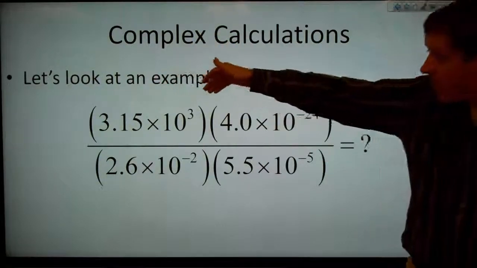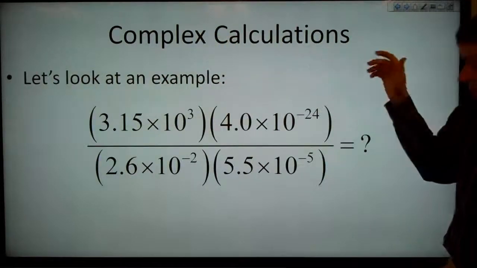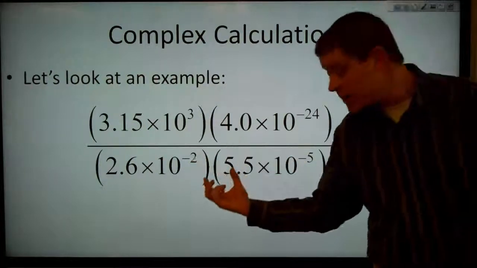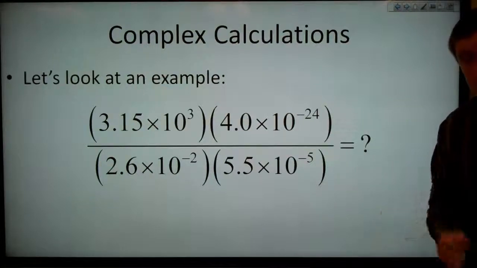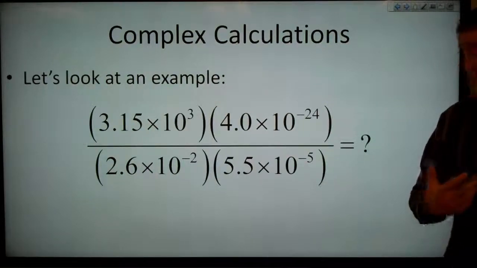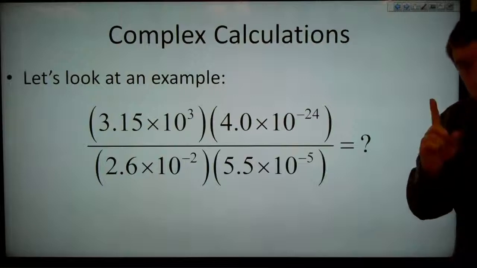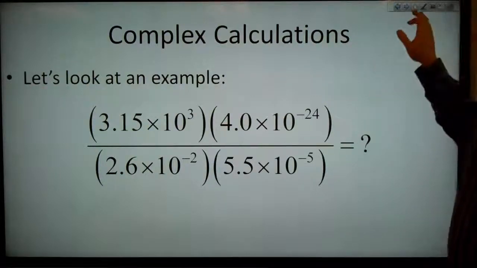If we have 3.15 times 10 to the 3 times 4.0 times 10 to the minus 24 divided by 2.6 times 10 to the minus 2 times 5.5 times 10 to the negative 5, and we want to know what the answer is, this is not going to be easy for us to do all of this in our head, but we can do portions of it in our head.